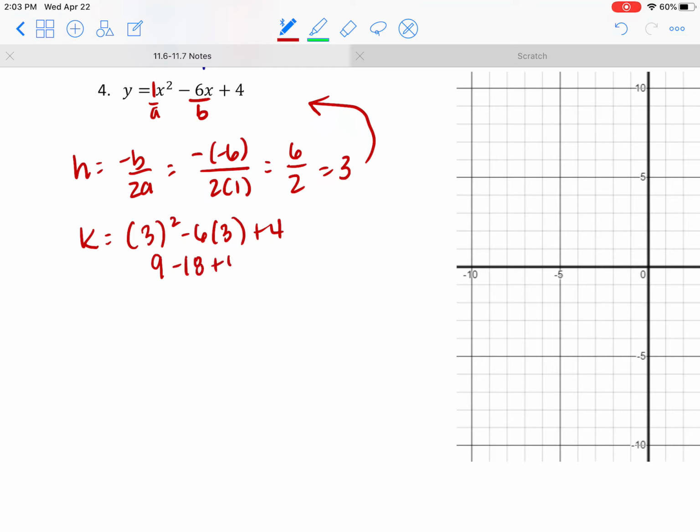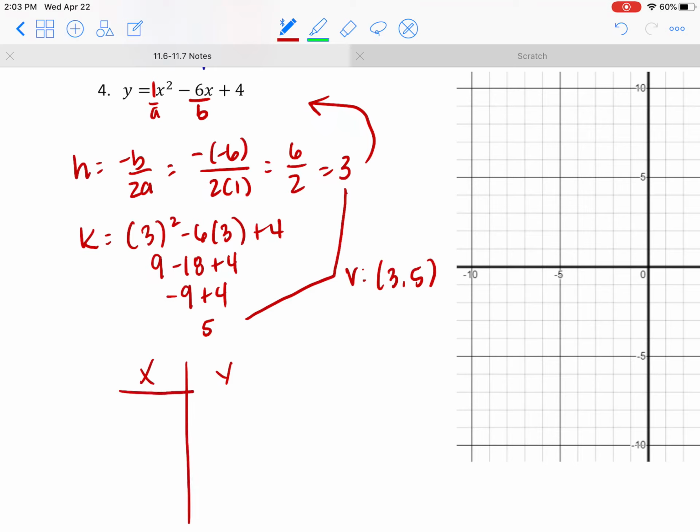And then to find the other half of the vertex, I'm going to take that 3 and plug it in. So I'm looking at 3 squared minus 6 times 3 plus 4. So that's 9 minus 18 plus 4. That's -9 plus 4, which is 5. So k is going to equal 5. So these two pieces here, the 5 and the 3, those are telling me my vertex is at 3, 5, h and then k.